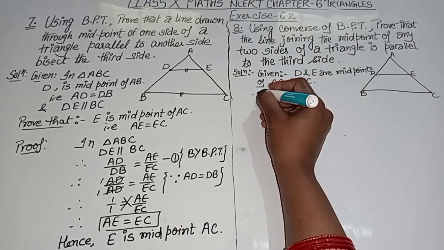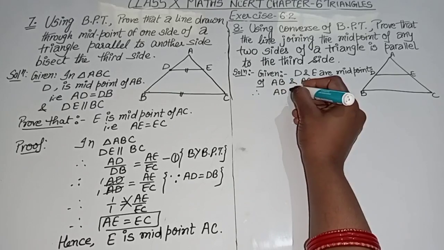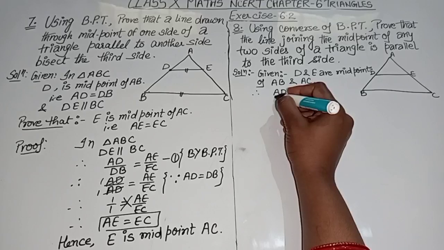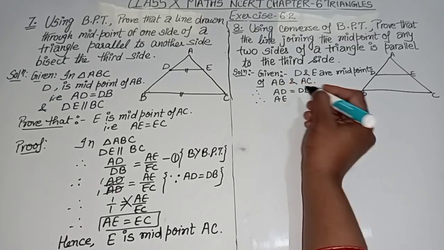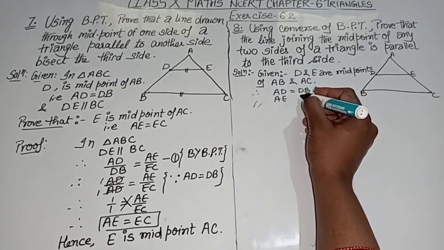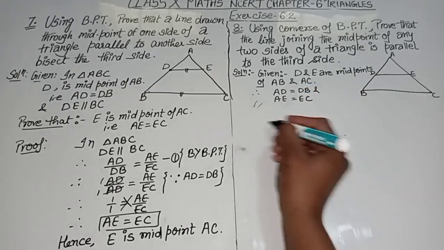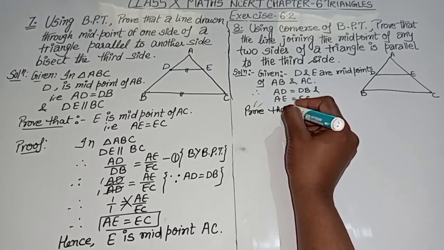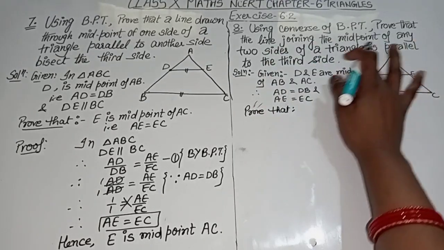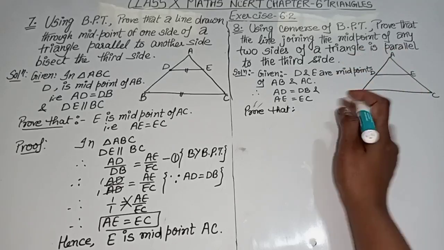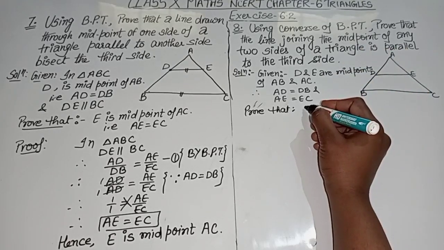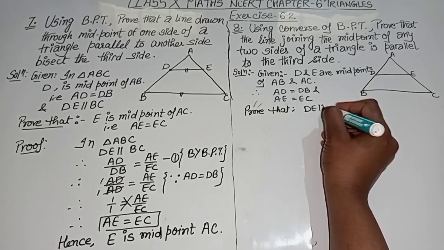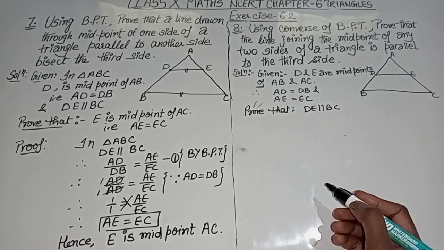It means AD is equal to DB and AE is equal to EC because they are midpoints. Now prove that the line joining them is parallel to the third side. It means DE is parallel to BC. You have to prove DE is parallel to BC.